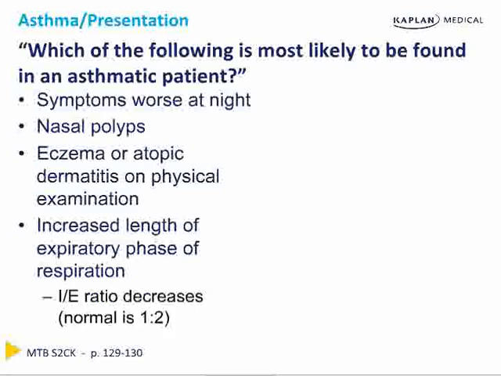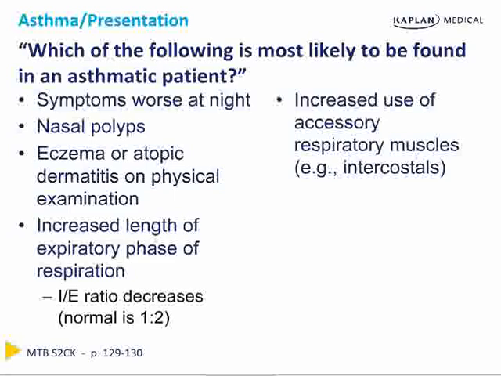What we mean by this is that the I to E ratio, or the inspiratory time to expiratory time, decreases. Normally, this ratio is 1 to 2. For every 1 second spent on inspiration, 2 seconds are spent on expiration. In a severe flare of asthma, this ratio is going to decrease because patients will have a hard time expiring air secondary to their severe airflow obstruction.